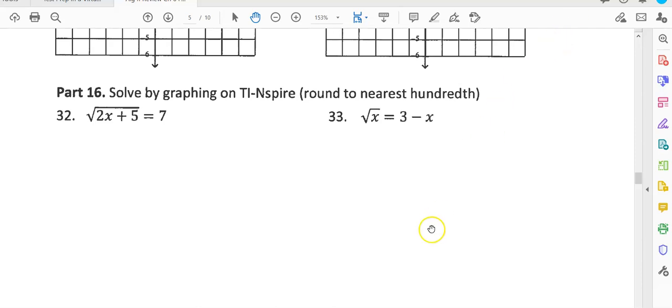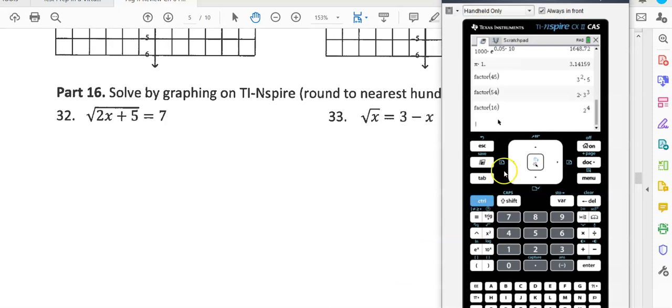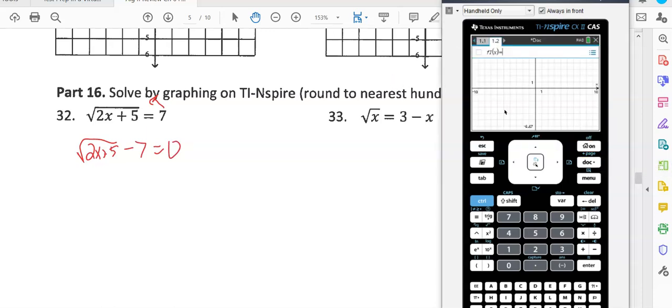Okay, so let's see. This first one, I'll do the method most people like better, which is subtract. So you set it equal to 0 first. So 2x plus 5 minus 7 equals 0. And just graph the left-hand side, or whatever side has x on it. So this would be the square root of 2x plus 5, minus 7. So don't graph the equals 0. That won't work out for you. And it looks like that.